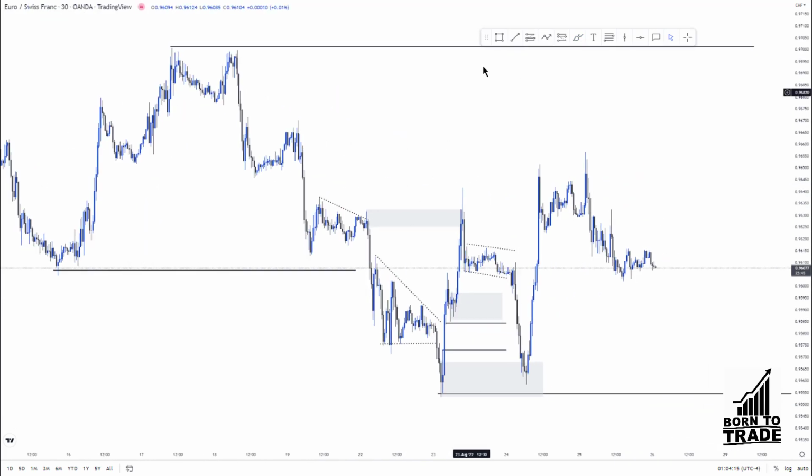As you understood, this zone failed because it is a liquidity zone. Price spiked above the zone, clearing out the liquidity, and it failed to take out this low.